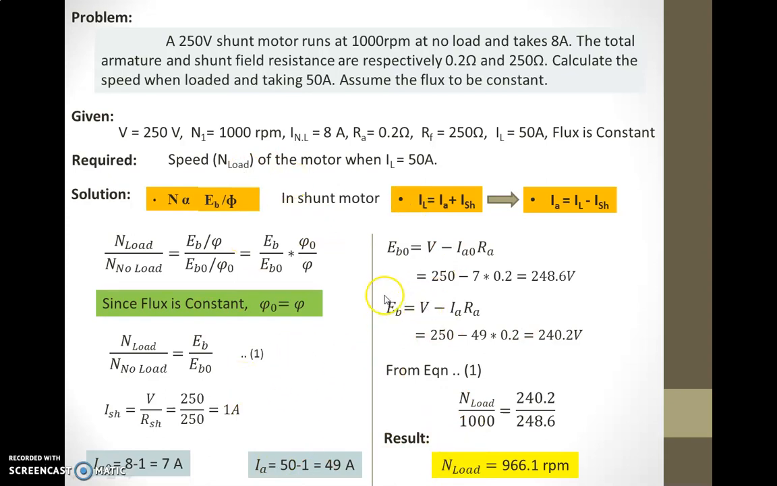So, dear students, at the end of the problem, you can calculate speed at loaded condition. By listening to this problem, you can understand clearly about the current equation of DC shunt motor and the relationship between speed and back EMF. Also, you can easily calculate field current, that is shunt current.